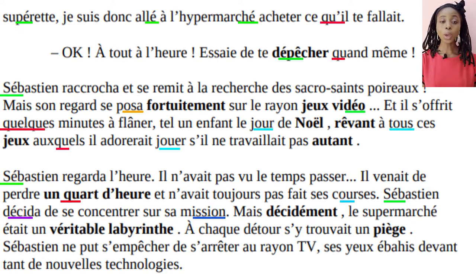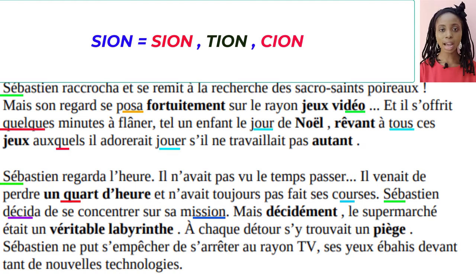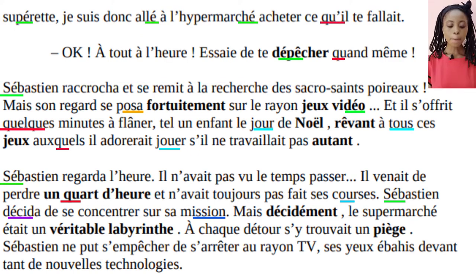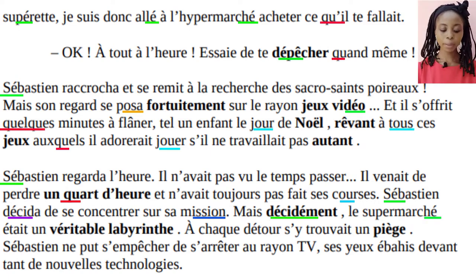So here we have our sion. We could see that this mission is ending with S-I-O-N. So, we could have our sion whenever we are having this sound ending it. S-I-O-N, T-I-O-N, C-I-O-N. So, all these are the three possible sounds to give us our sion. So, we have mission. Mais, décidément, our E accent aigu, don't let us forget. Le supermarché était, we could see our E accent aigu. Un véritable labyrinthe. So we could see our E accent aigu.